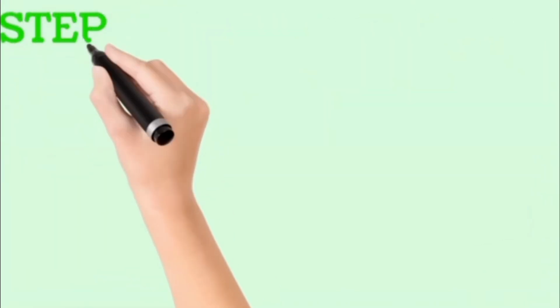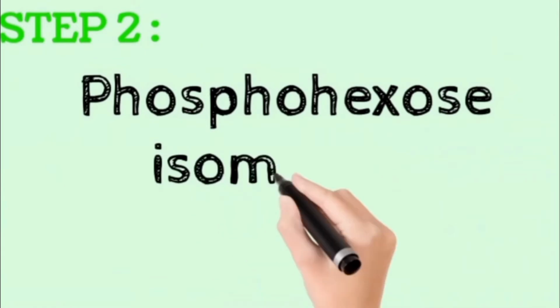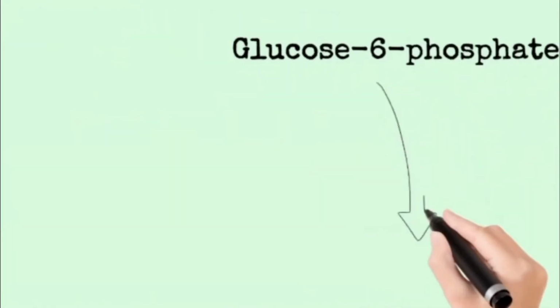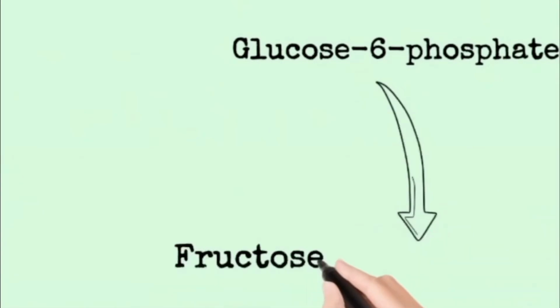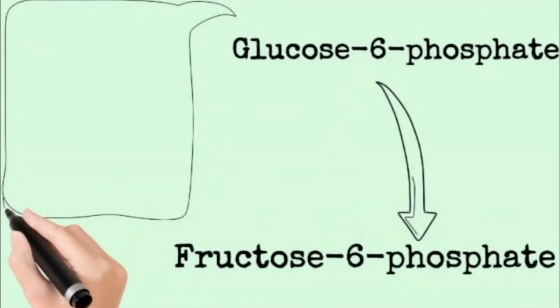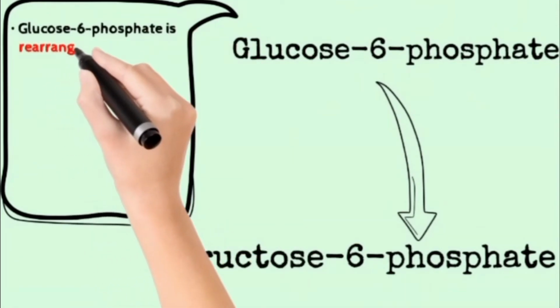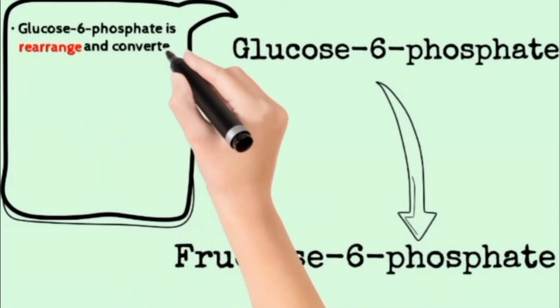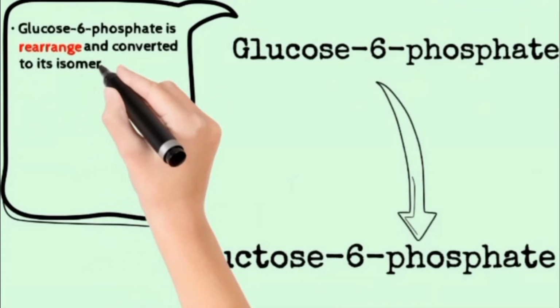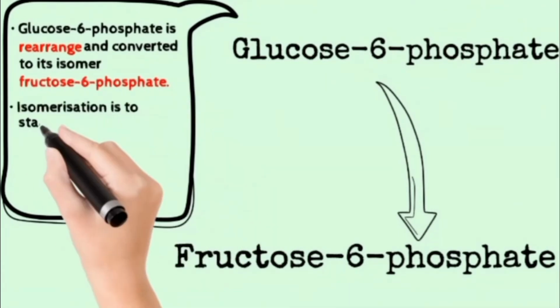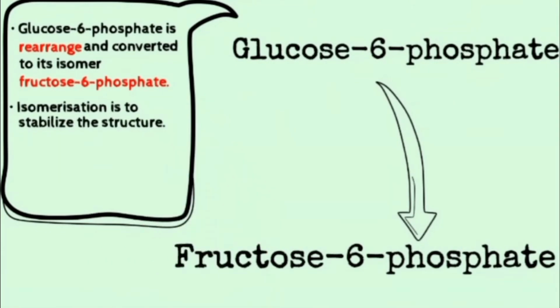Step 2. Enzyme phosphohexoisomerase. The glucose 6-phosphate is rearranged and converted into its isomer, which is fructose 6-phosphate, by the enzyme phosphohexoisomerase. Note that the isomerization process is to stabilize the glucose structure.